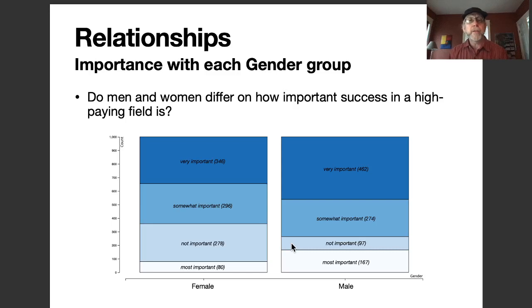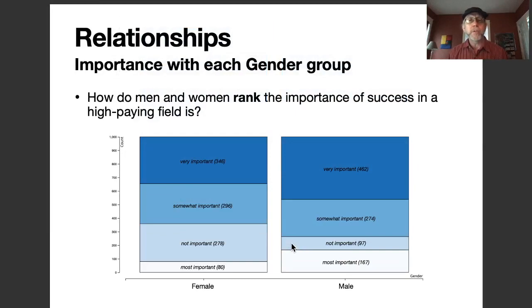Another way you could kind of look at this is the ranking. How do men and women rank the importance of success? And so, what you would do here is look at how the categories, the values of importance, were ranked by the 1,000 men and the 1,000 women. Among the women, the very important response was the most common, followed by somewhat important at 296, and then not important at 278, and then most important at 80.